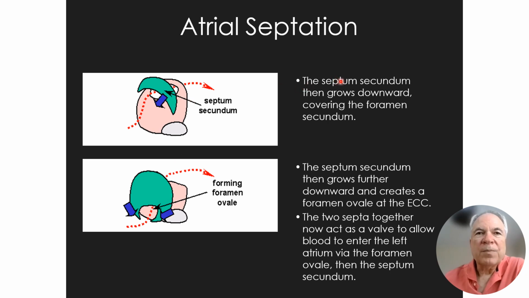So the septum secundum goes downward, covering the foramen secundum, and then goes further down and creates a foramen ovale. The two septa together act as a valve to allow blood to enter the left atrium via the foramen ovale. So it allows blood to go across during fetal circulation. Then once the baby is born and pressure on the left side is greater than the right side, it closes this flap valve of the foramen ovale.